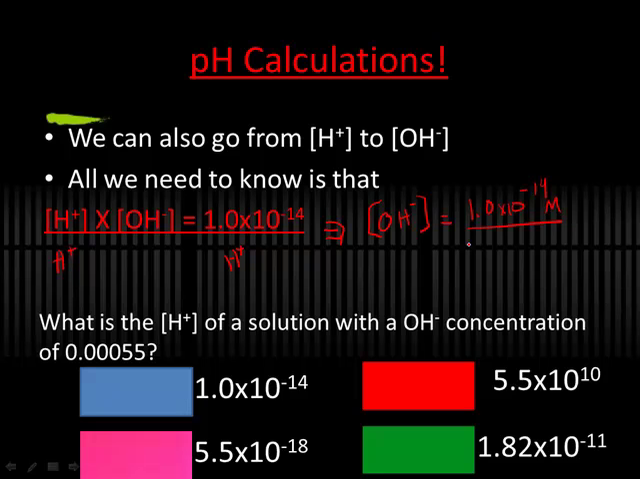Oh, dear Lord. We're trying to solve for H plus. What am I doing? H plus will be here. We're going OH minus. There we go. So H plus will give that divided by our OH minus concentration. So 0.00055. When we do that math, it will come out to our green answer, 1.82 times 10 to the negative 11th. Hopefully that's what you got.